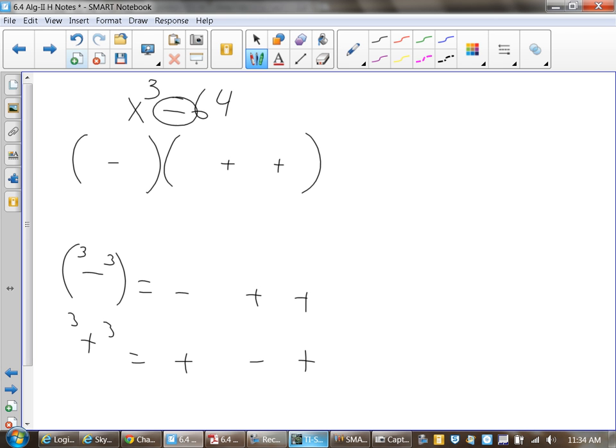Okay. Again, the cube root of x cubed, cube root of 64, x squared, 4 squared, and then what goes in the middle? 4 times x.